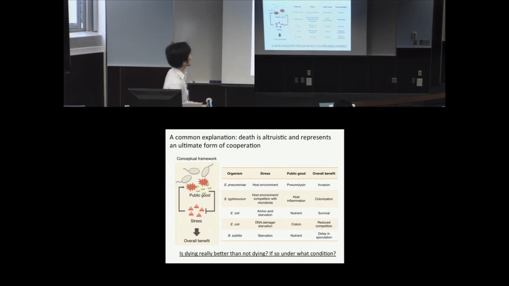I'm listing a few examples here, like Streptococcus pneumoniae. When they try to invade us, when they enter some host environment, they initiate autolysis and release the virulence factor called pneumolysin, which is very critical to their success in invasion. And there are more examples like this.